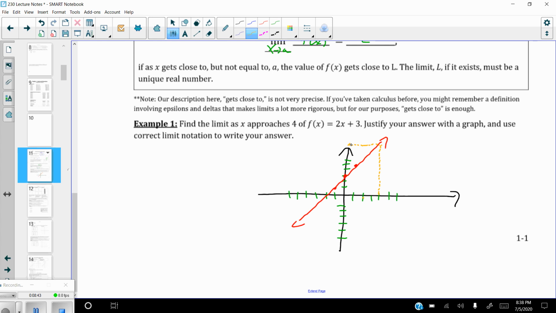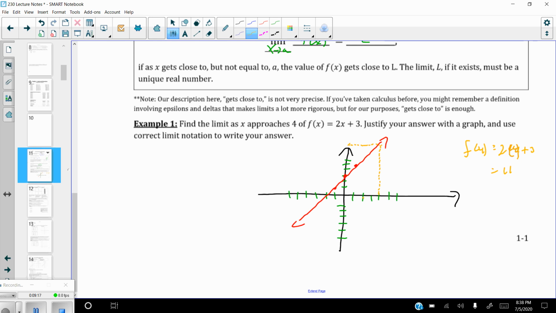But here's the thing, 2x plus 3 is just a line. There's no holes in it, there's no breaks in it, nothing like that. So really, if I just plug 4 in, I'm going to get f of 4, which is 2x plus 3, so 2 times 4 plus 3. So f of 4, that is horrible writing, I apologize, is going to be 8 plus 3, which is 11. So f of 4 is 11. So it looks like the y value that we're approaching there is 11.